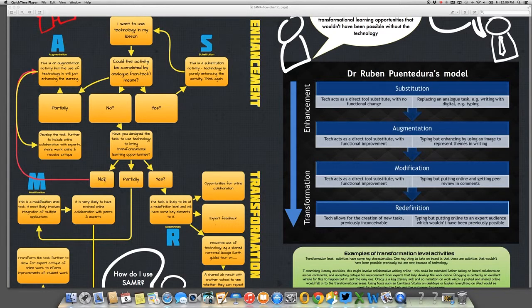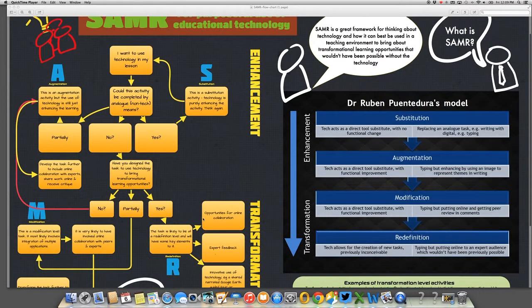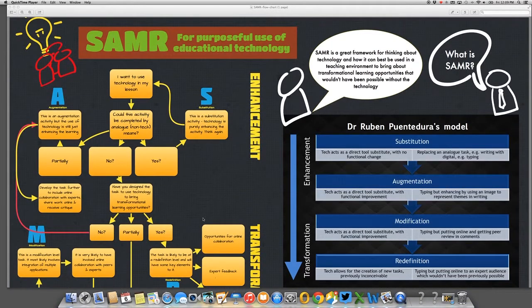Really think about what you can do to get above that line and use the technology for more than just an enhancement of the lesson, to more transform it. But please bear in mind that you won't always land in this total redefinition phase. So I hope this flowchart helps you, and I hope that you'll be able to use it as a resource in the future.